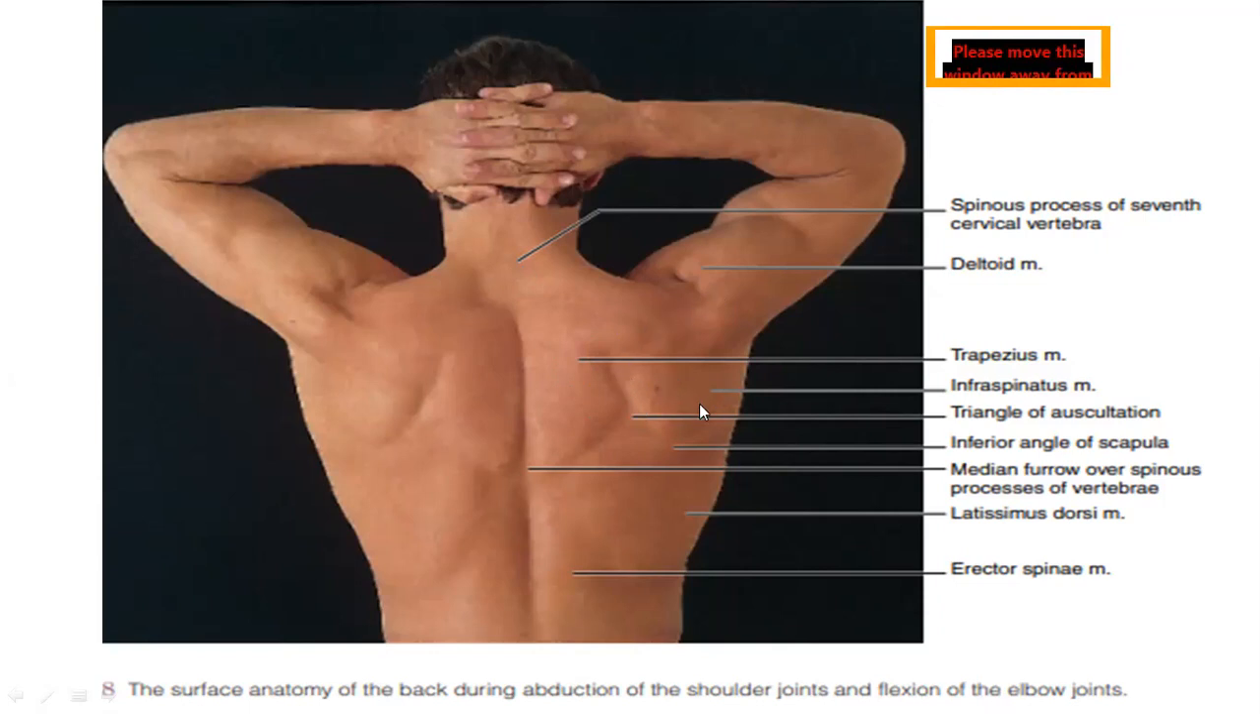Below the spine of scapula we have infraspinatus. We have just seen the triangle of auscultation, isn't it, between the trapezius, latissimus dorsi and the medial border of the scapula where we have rhomboids muscle. So this is the triangle of auscultation. This is the median furrow which is produced by the spines of the vertebrae. In this region we have thoracic vertebrae. Lower down we have lumbar vertebrae.